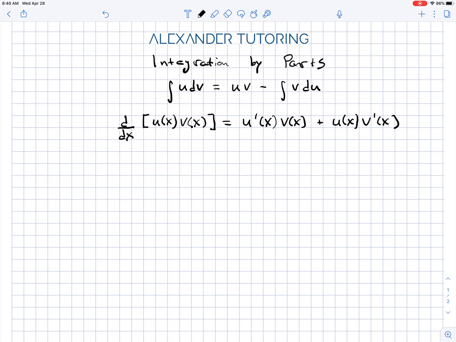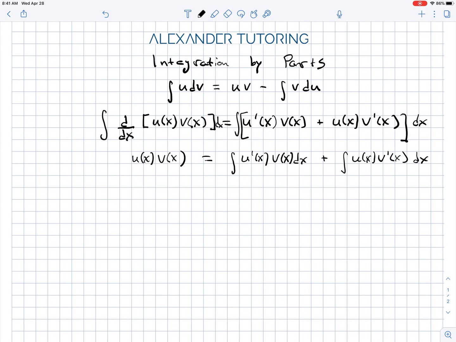So to get the integration by parts formula, we're simply going to take the integral of both sides of the equation. Now on the left-hand side, you can see that we just have the integral of the derivative. Those are inverse operations, so they just undo each other, and we're just left with u and v. On the right-hand side, we can integrate both functions individually, expanding that integral. Okay, and then we're simply just going to isolate this term here.